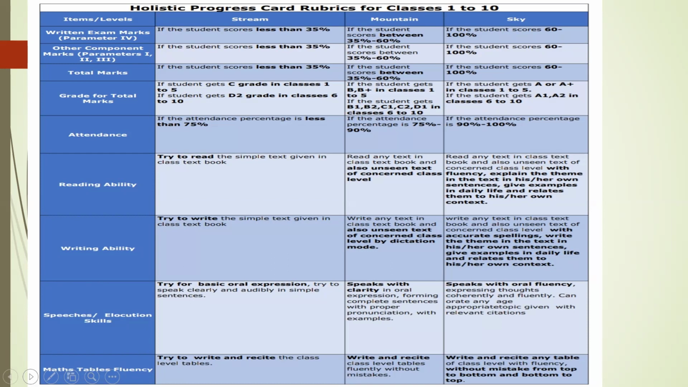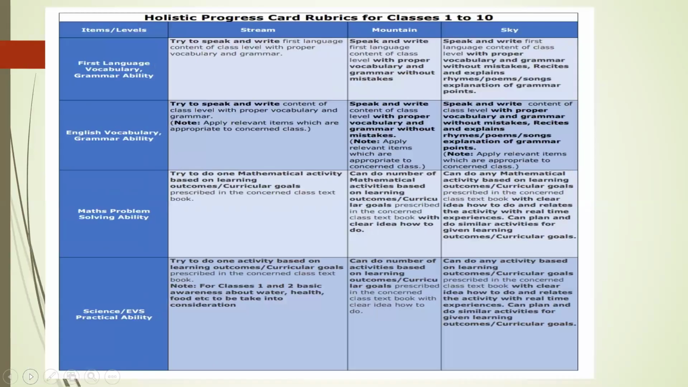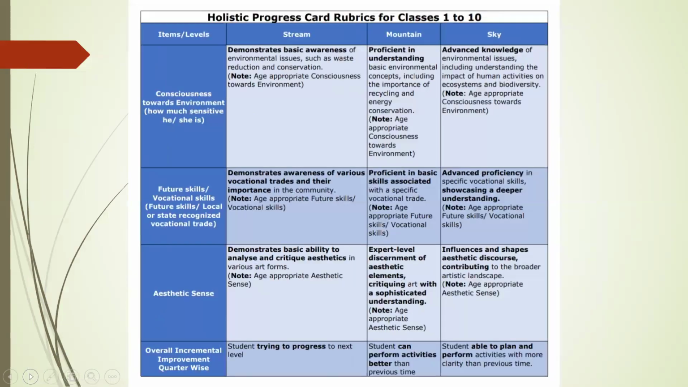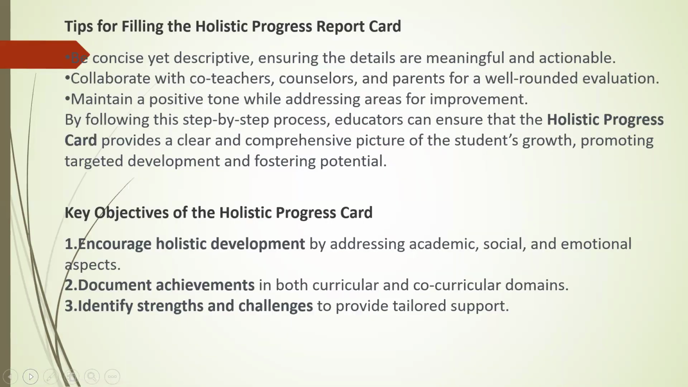So their rubrics are attendance, reading ability, writing ability, speeches and elocution skills, maths table fluency, language vocab, English vocab, maths problems, science EVS, practical ability, social map, recognition skill, GK ability, game, sport, name of the art form he or she is good at, consciousness, future skill, aesthetic sense, overall incremental improvement quarter-wise.